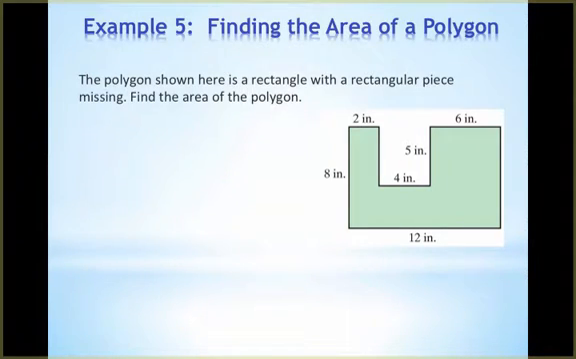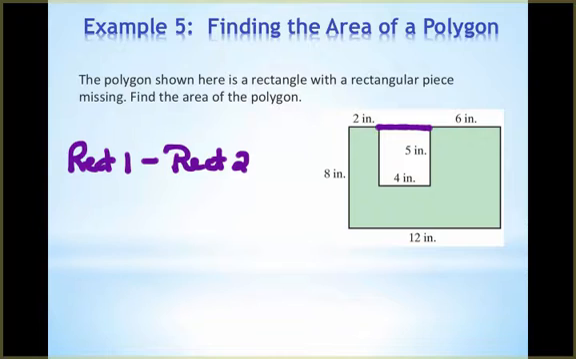Example 5 asked me to find the area of this polygon, and there's actually multiple ways to solve this. The first way that I would solve this, and I think it's the easiest, is to think of this as one big rectangle missing this little rectangle here. So I'm going to do this as rectangle 1, the big rectangle, minus rectangle 2.